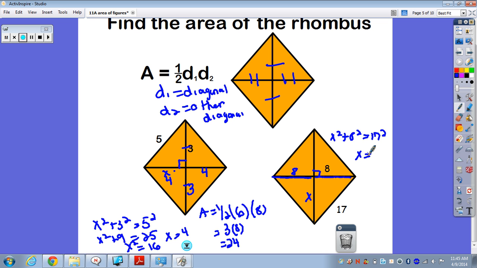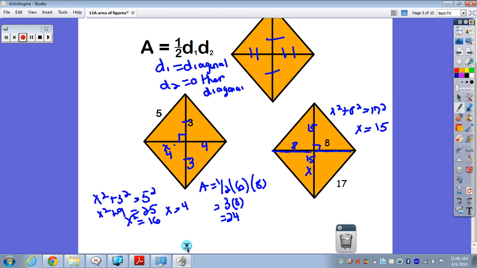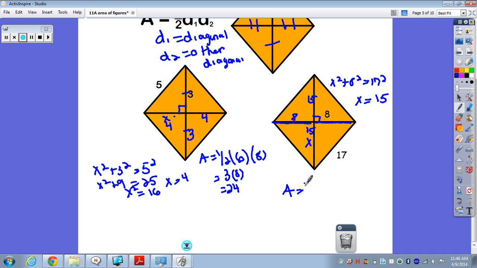If you find that, you will get x to be 15. So that means this part is 15, and up here is 15, and then in my formula, I do area is 1/2 diagonal 1, which is 15 plus 15, 30, and then the diagonal 2, which is 8 plus 8, which is 16. And then I get 15 times 16, because a half of 30 is 15, and then 15 times 16 gives me an area of 240.